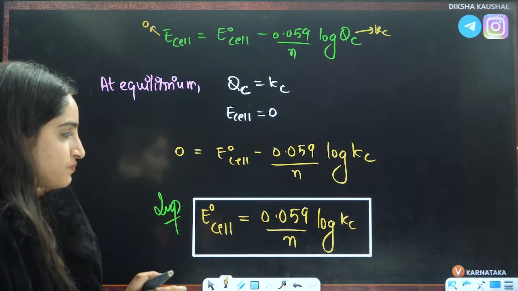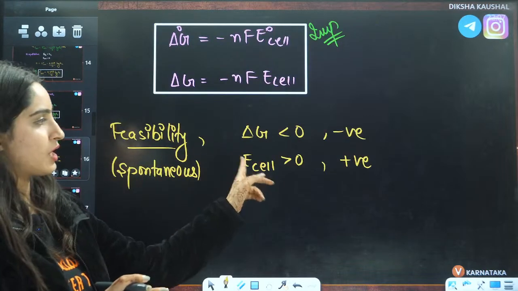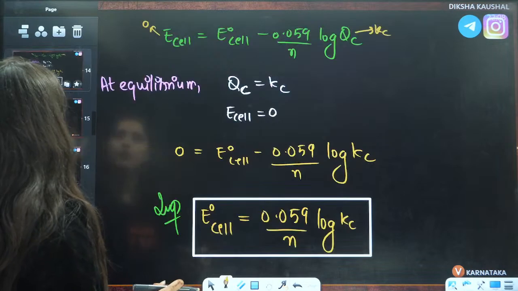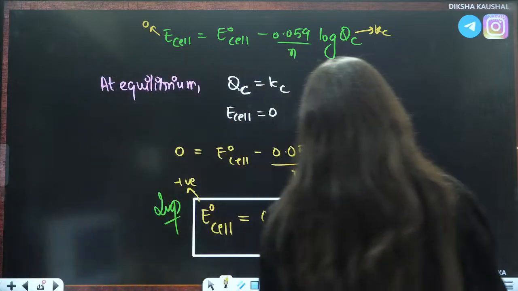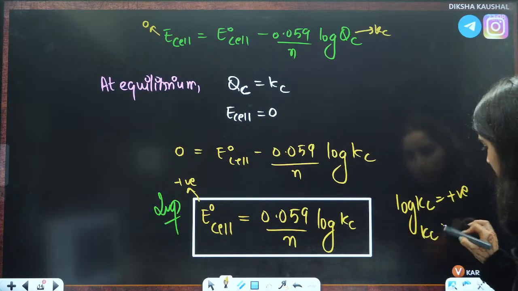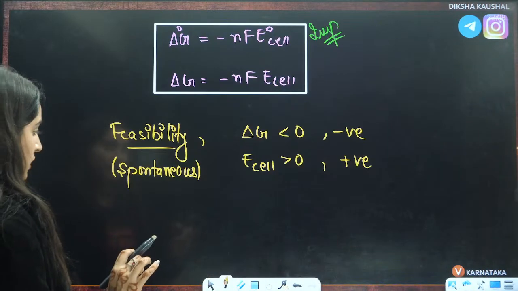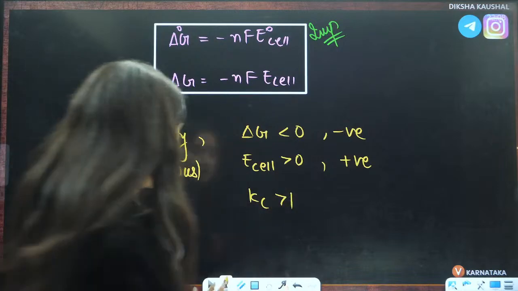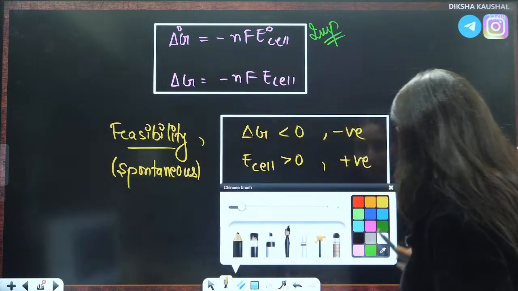Now, if I talk about the equation for E cell, E naught cell should be greater than 0. That means it should be positive. If this is positive here, then this whole thing should be positive. That means log Kc here also should be positive. That again means Kc should be greater than 1. So for a spontaneous reaction, the third condition is Kc should be greater than 1. So these are the 3 conditions for a spontaneous or feasible reaction, okay, guys?